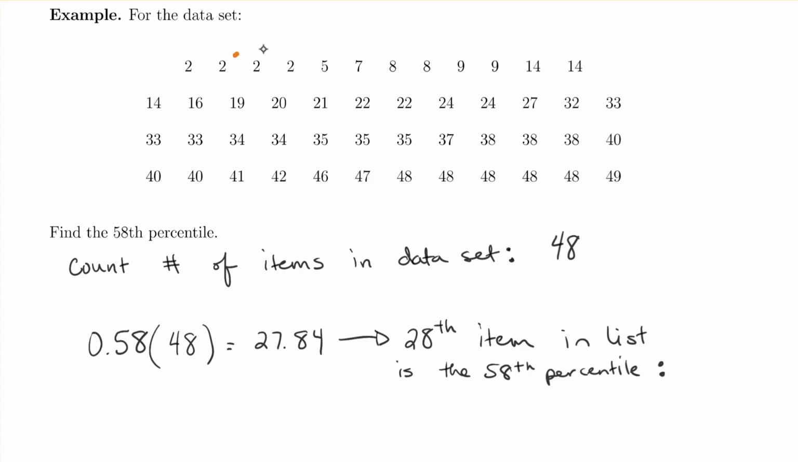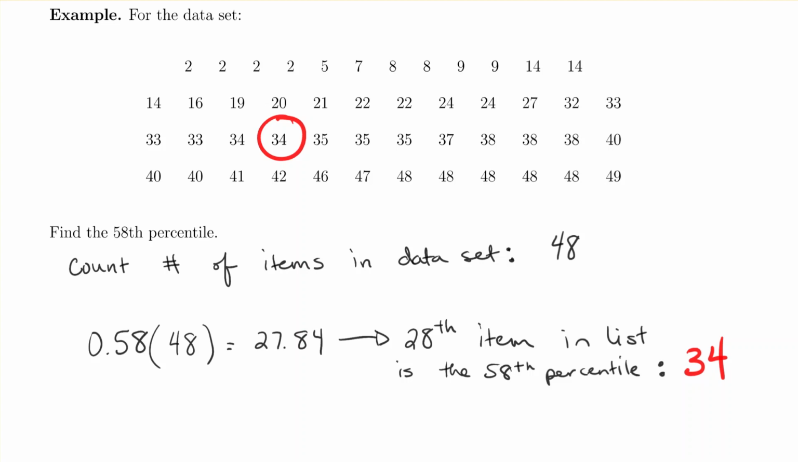So I've got 1, 2, 3, 4, 5, 6, 7, 8, 9, 10, 11, 12, 13, 14, 15, 16, 17, 18, 19, 20, 21, 22, 23, 24, 25, 26, 27, 28. So the second 34, that is the 28th item in the list. So 34 is the 58th percentile. The number 34 is greater than 58% of the data values in this data set.